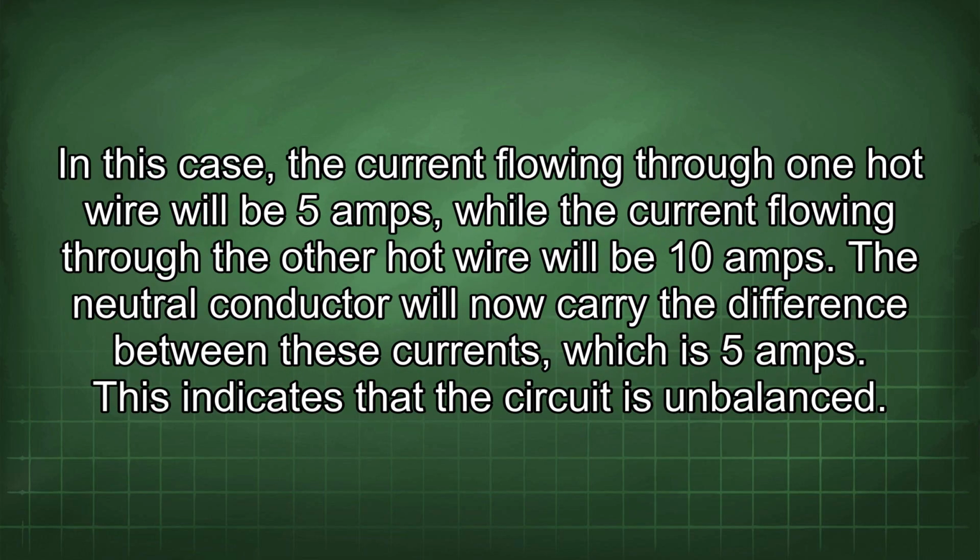Now imagine that one of the lighting fixtures is replaced with a larger fixture that draws 10 amps. In this case, the current flowing through one hot wire will be 5 amps, while the current flowing through the other hot wire will be 10 amps. The neutral conductor will now carry the difference between these currents, which is 5 amps. This indicates that the circuit is unbalanced.